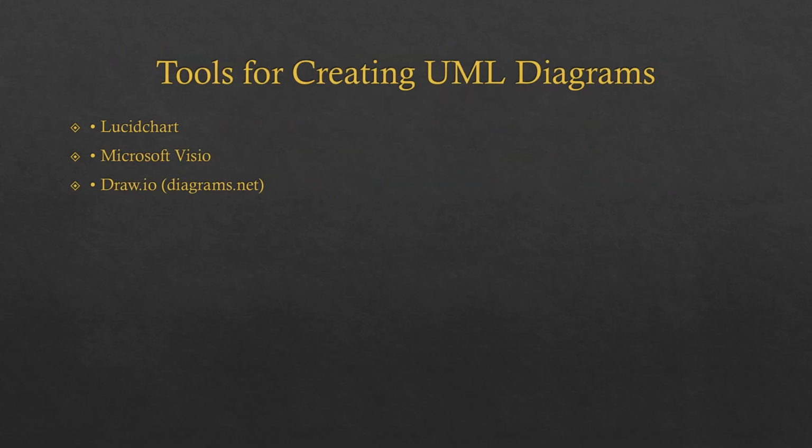Tools for creating UML diagrams. To create UML diagrams, we will need the right tools. Popular options include Lucidchart, Microsoft Visio, and Draw.io. Lucidchart is great for cloud-based collaboration. Visio is ideal for enterprise-level diagramming, and Draw.io is a free, open-source tool that's perfect for smaller teams or individual use.